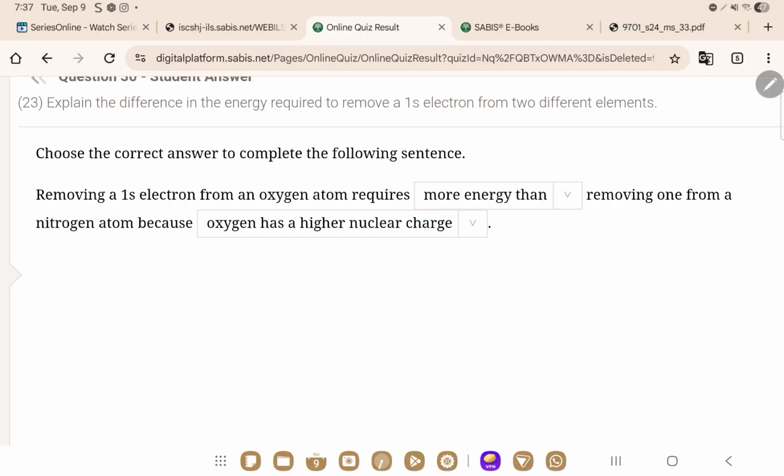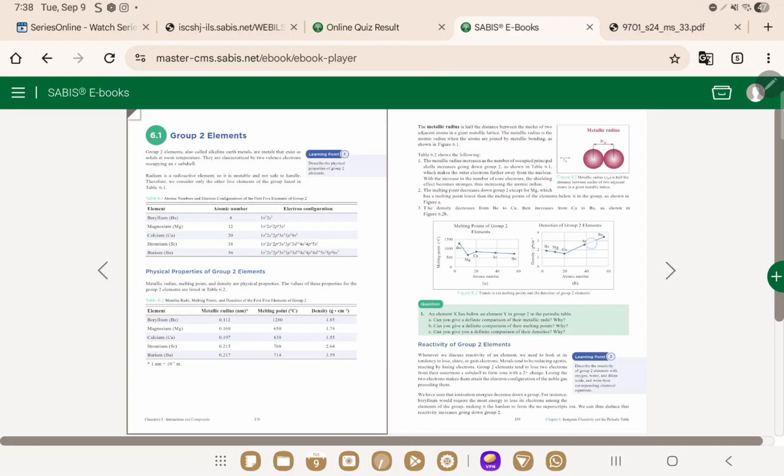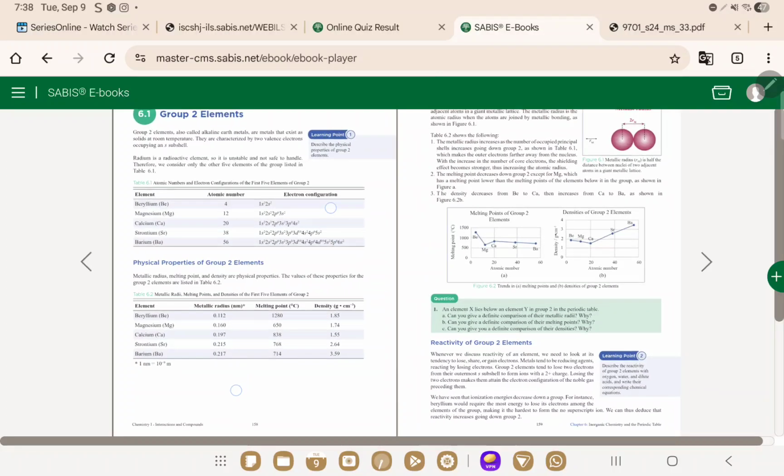And that's it for the quiz, but I need to go back to the book to show you what I was talking about for the group 2 elements. So I'll pause the video, go to the book, and open the video again. Okay guys, so we're in the book. Now, let's see. Now, what I was telling you about the melting points, look.